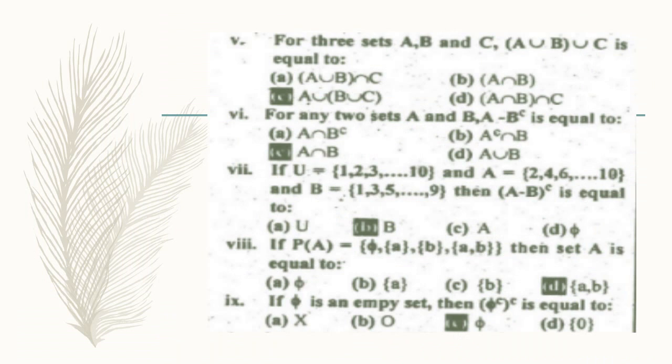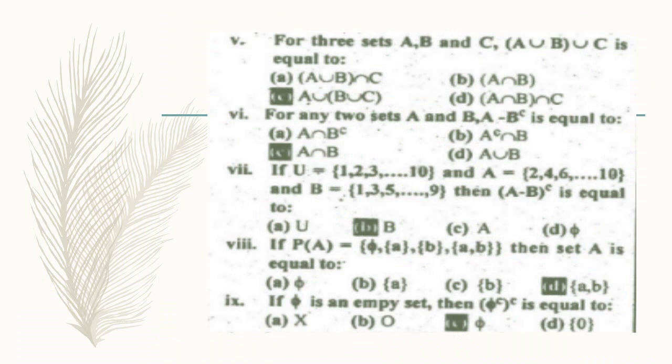6. For any two sets A and B, A minus B complement is equal to A intersection B. We can solve by supposing the sets A and B, and then the answer is the same. 7th, if U, the universal set, has the natural numbers 1 to 10, A is equal to even numbers and B is equal to odd numbers, then A minus B complement equals B. Then we solve, we have the set B again.